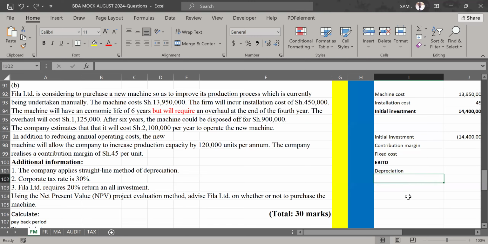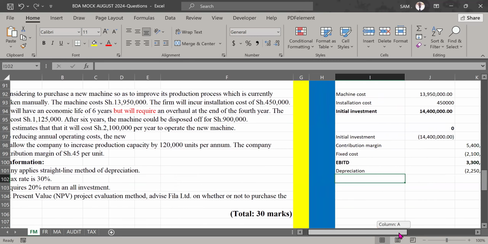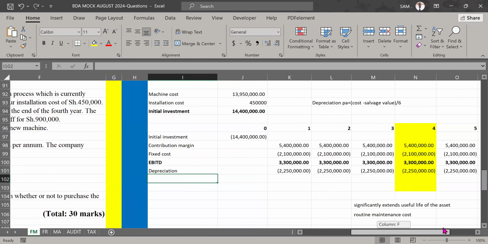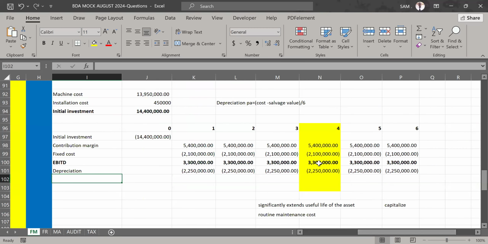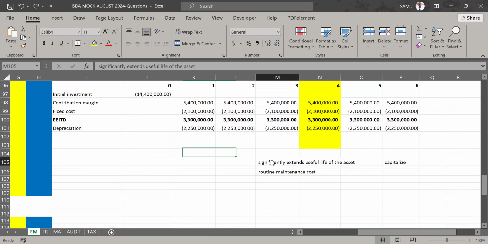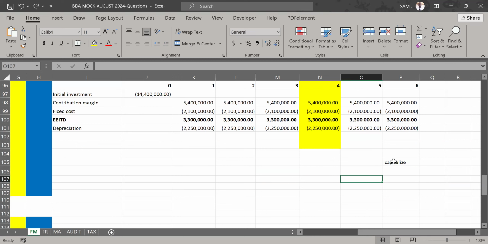So with that, we've all understood what the examiner meant. We've all agreed that the overhaul is going to significantly extend the machine's life, ensuring it achieves its total useful life. So it is not a maintenance cost, it is not an expense, but we capitalize it. When we capitalize, there is an aspect of depreciation that we have to bring on board.